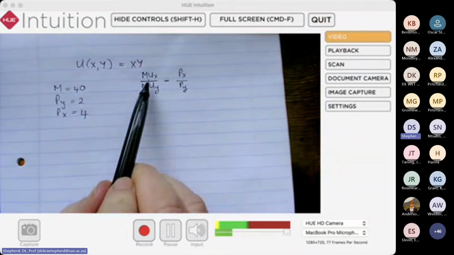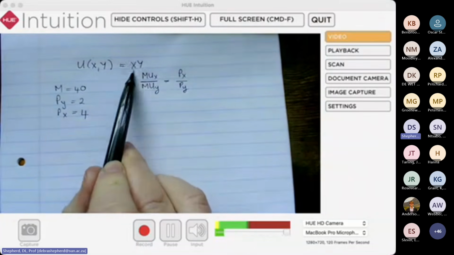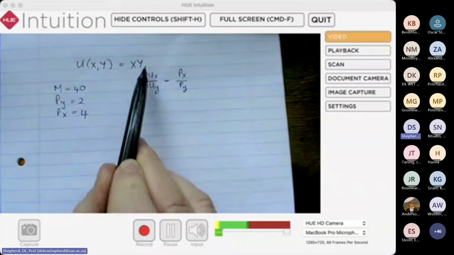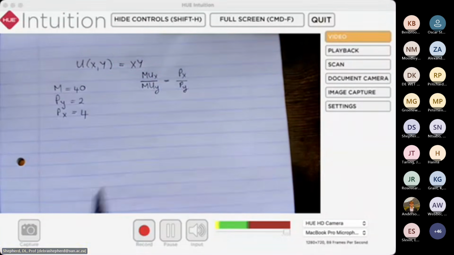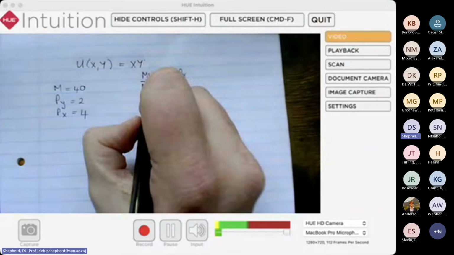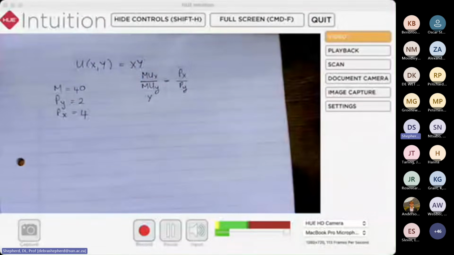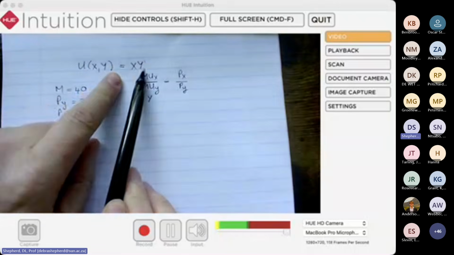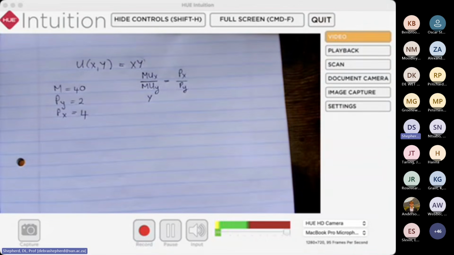Okay, so MUX we get by taking the partial derivative of this utility function with respect to X. In that case, Y becomes a constant. So if I take the first derivative of XY, I'm going to get Y. Y is a constant, just like a number, so 2. Imagine this was just 2x. If you took the first derivative of 2x with respect to x, you would get 2. So you're just left with the constant that is applied to that variable.